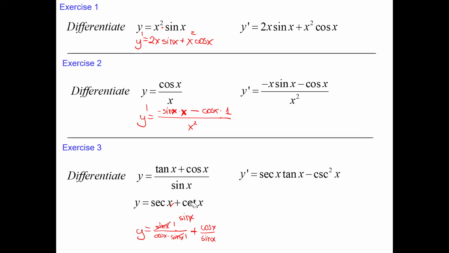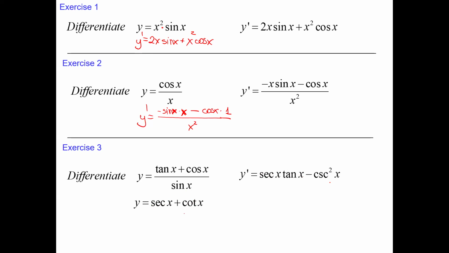You have this in the notes and in the video also. Tangent of x over sine of x simplifies to secant, and cosine over sine is rewritten in terms of the cotangent of x. And now we just need the derivative. The derivative of secant of x is secant tangent. The derivative of cotangent, a cofunction, is negative cosecant squared of x. Beautiful. That's good.